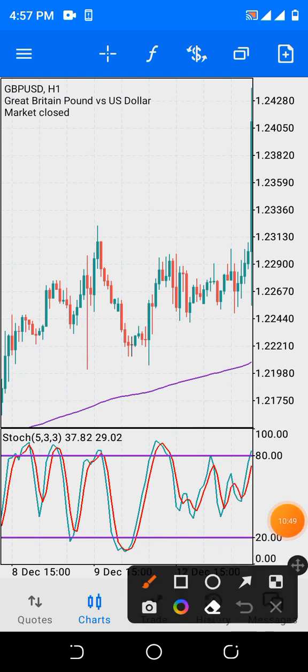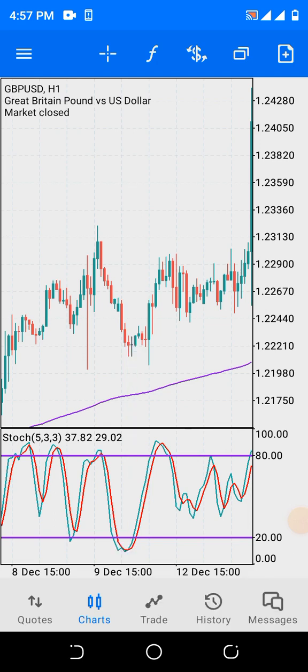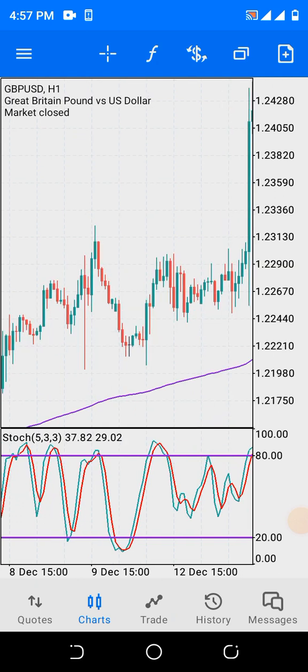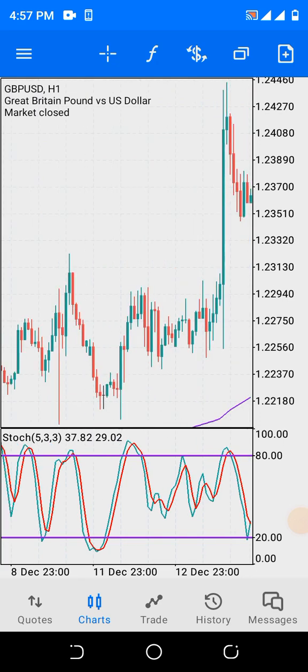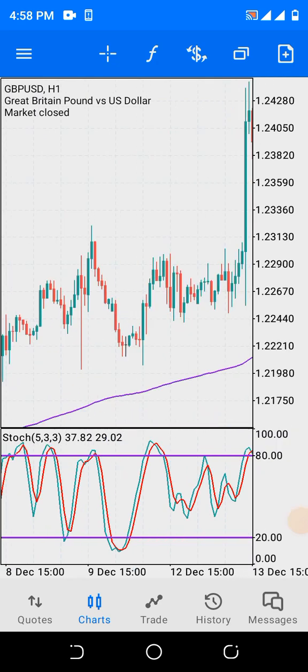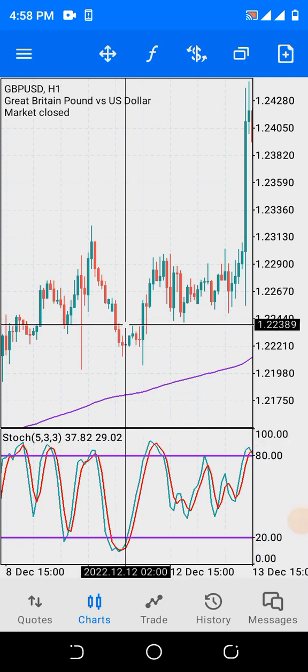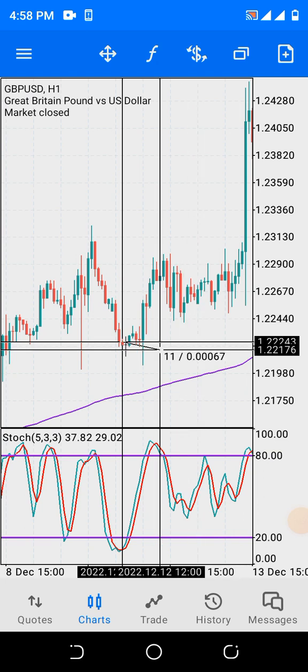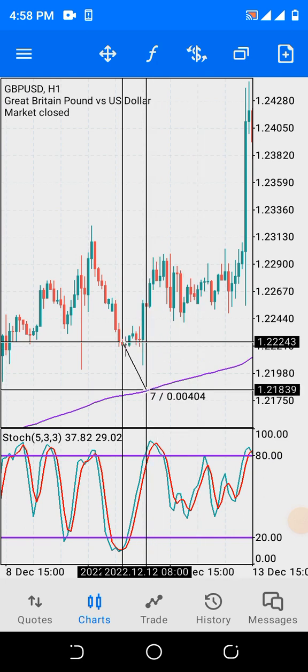Let me illustrate. Look at this. It is oversold here. Are you seeing it? So our entry should be somewhere here. Do you understand? So to use 1:3 risk to reward ratio, our stop loss should be where the moving average is. So here, look at it very well. If we enter here, should be our entry, then here should be our stop loss. The moving average should serve as our stop loss.